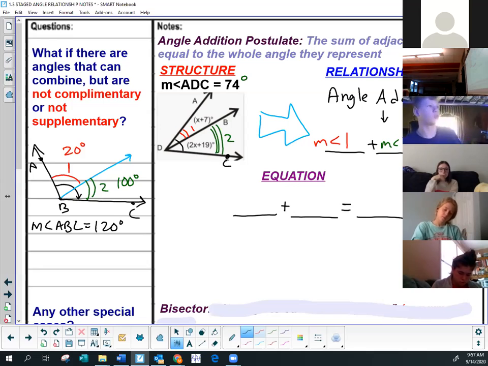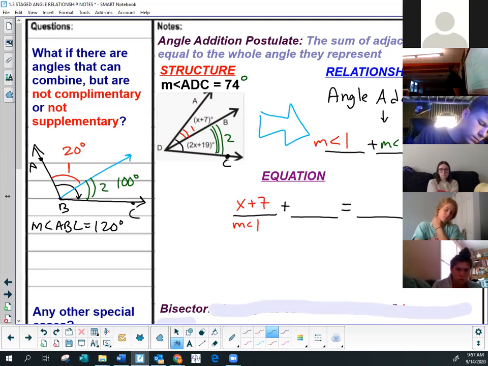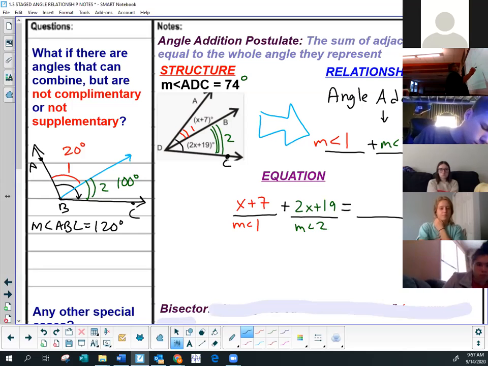So what should go in that first blank? X plus 7. Yeah, so it's going to be literally the measure of angle 1, or in this case, x plus 7. And the second blank? 2x plus 19. Which is the measure of angle 2. And the third blank? 74. Which is the total, or the whole angle.